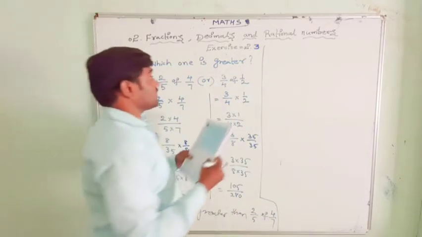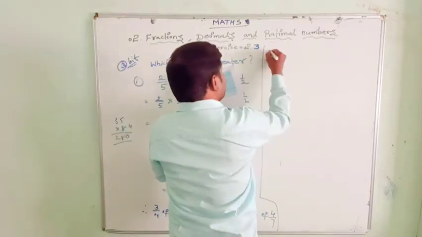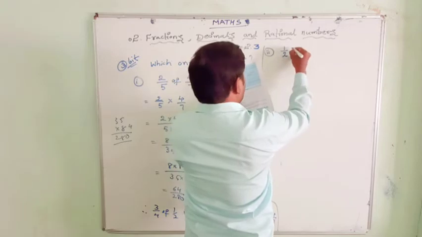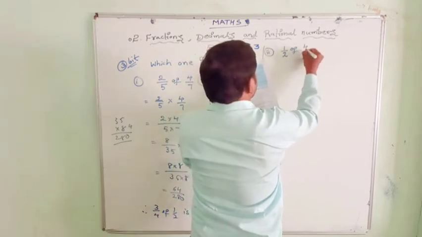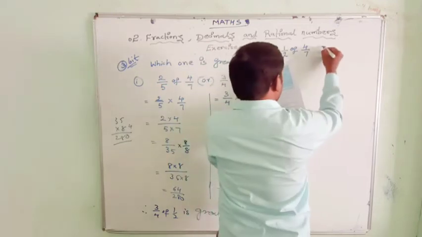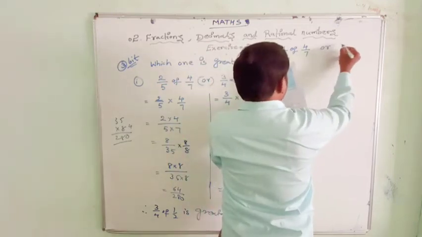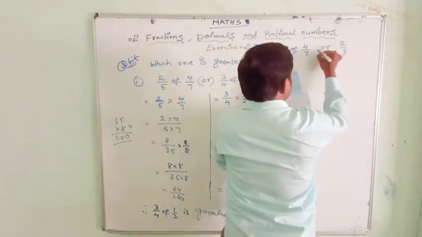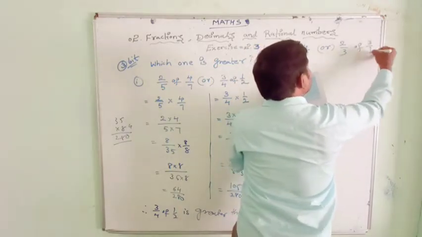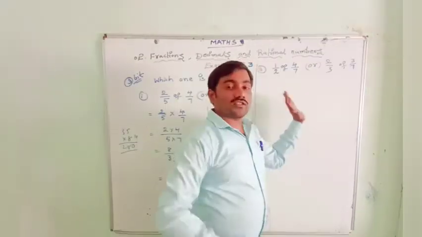Now let us go for the second internal question. Here you can clarify your doubts, if you have any kind of doubts. The question is 1 by 2 of 4 by 7, or 2 by 3 of 3 by 7. Which fraction is greater? Let us solve this problem now.